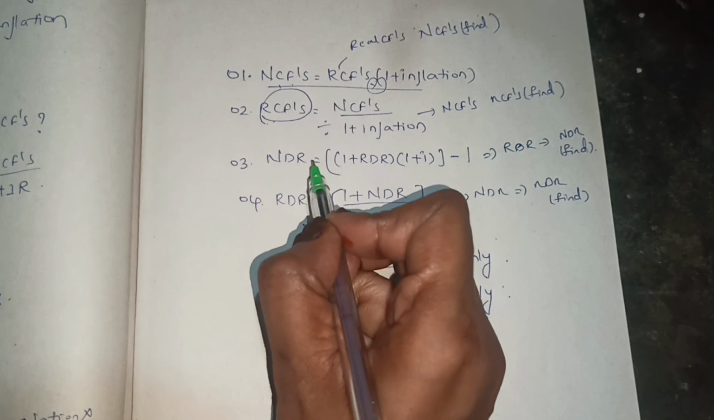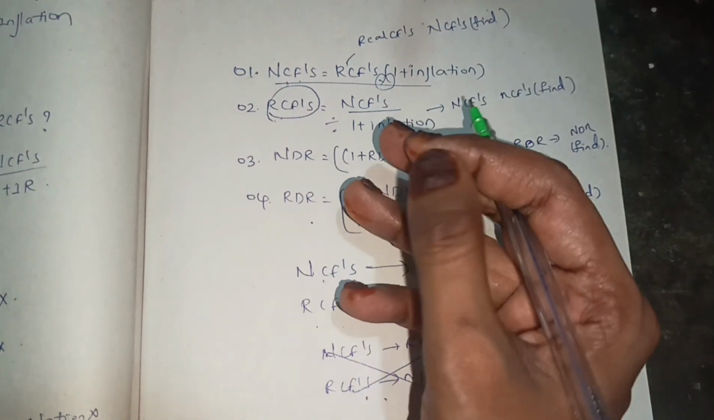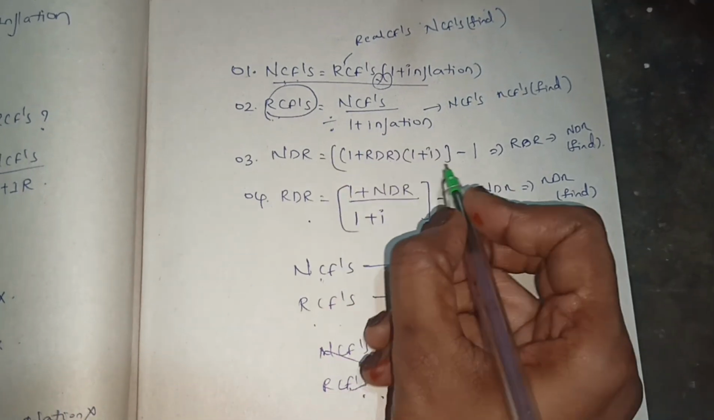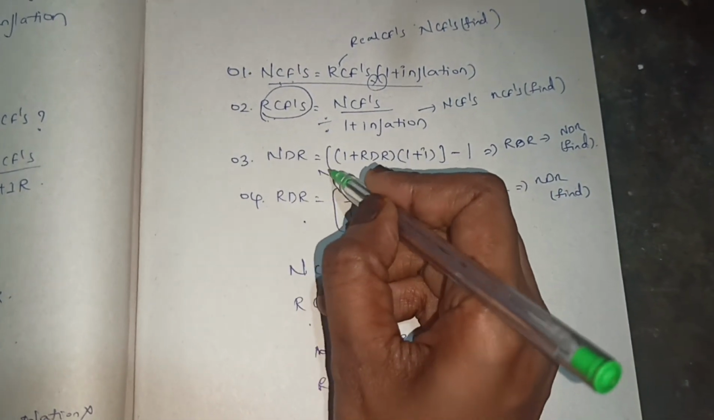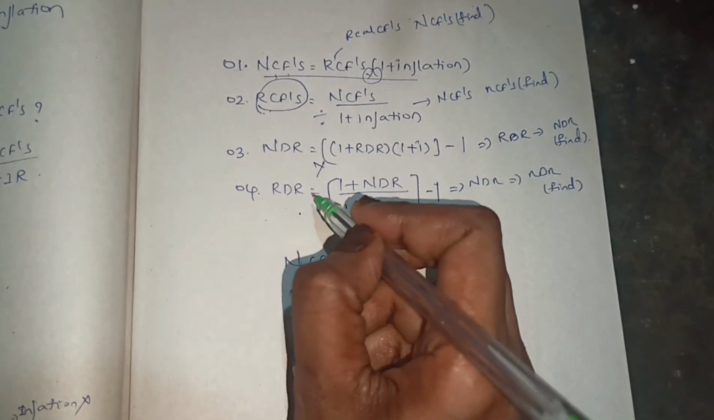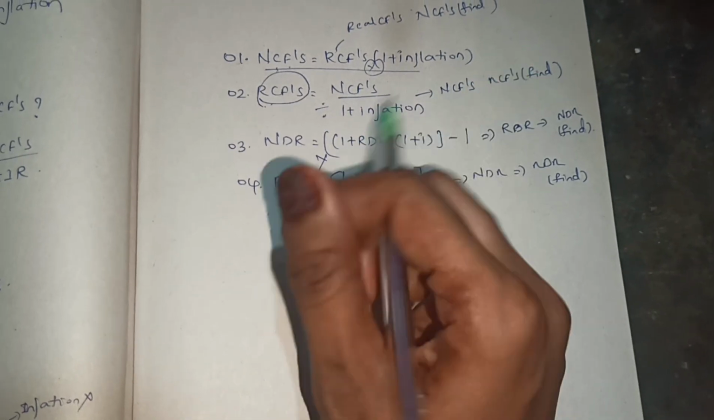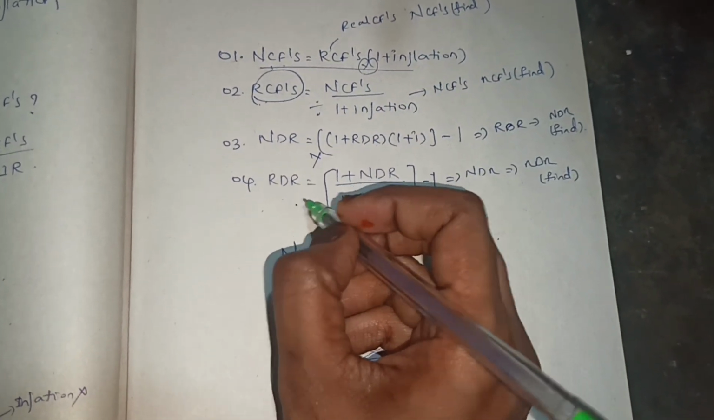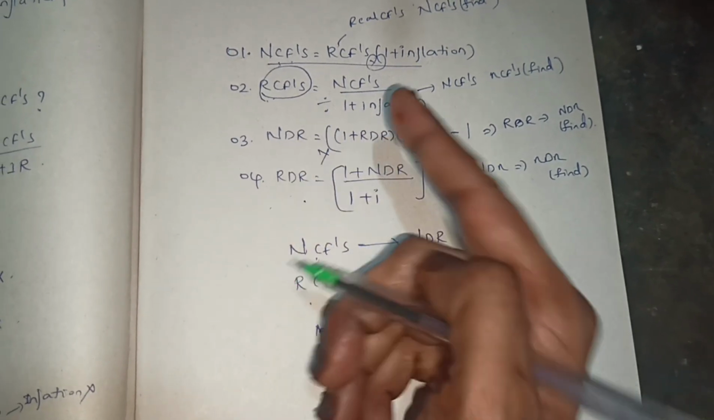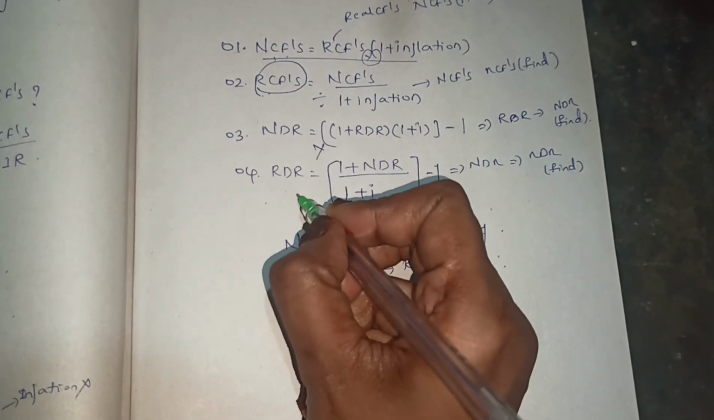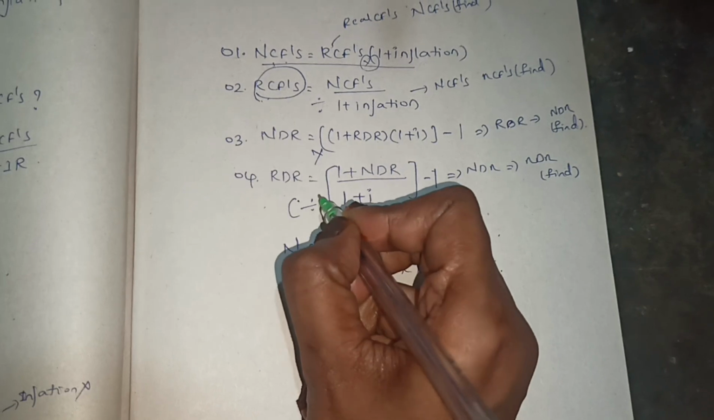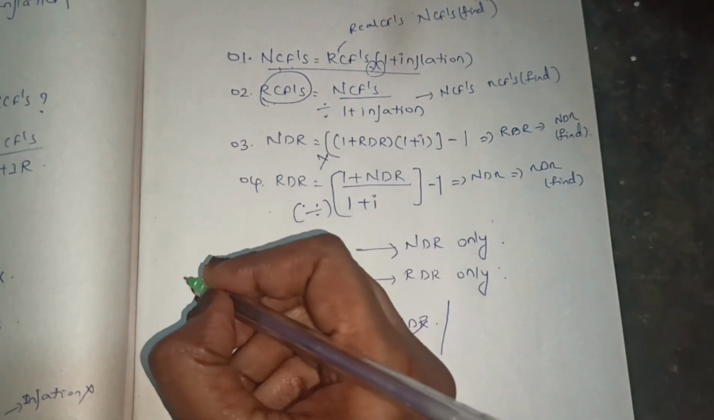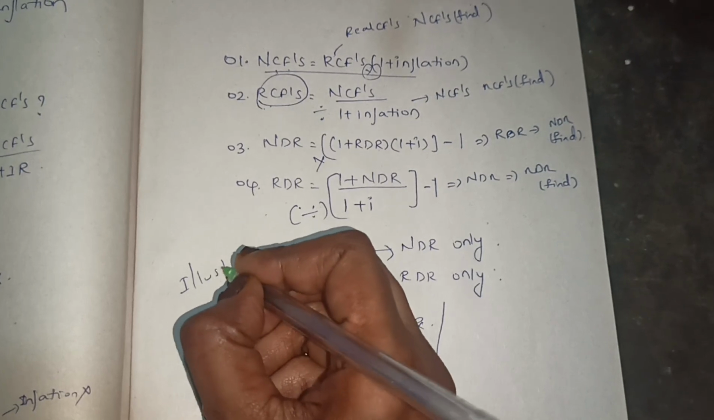Nominal discounting rate means you are expected to find discounting rate which includes inflation. So as to include something, what you will do? You will multiply. Real discounting rate means you are expected to find discounting rate which is not including inflation. It means you have to exclude inflation. So as to exclude inflation, what you will do? You will just divide. With this knowledge, you can easily solve illustration 1.